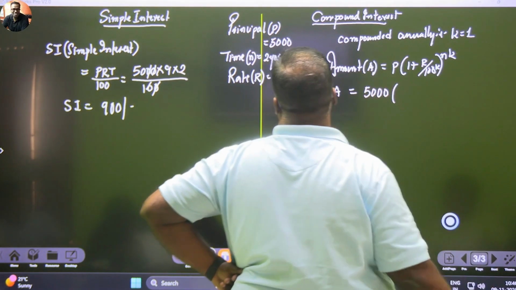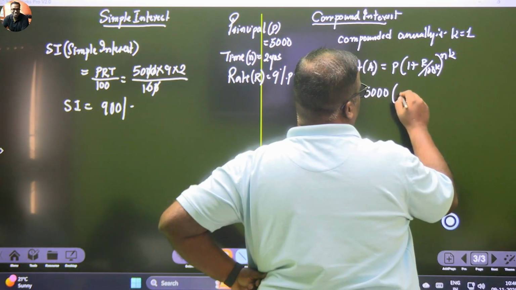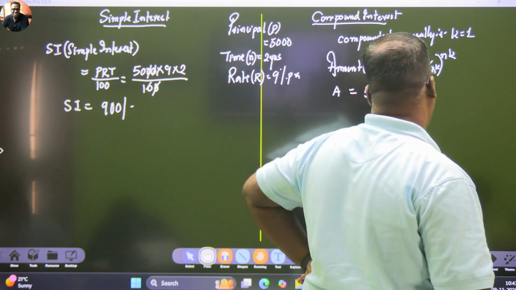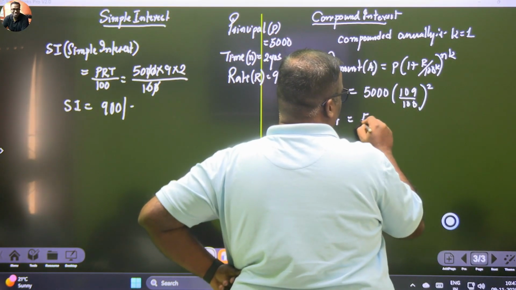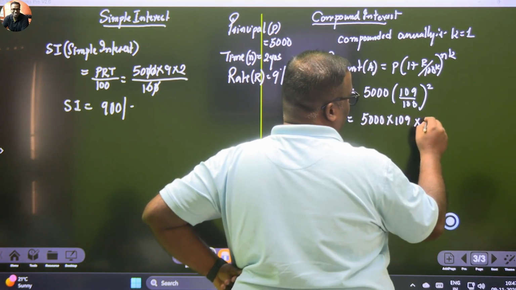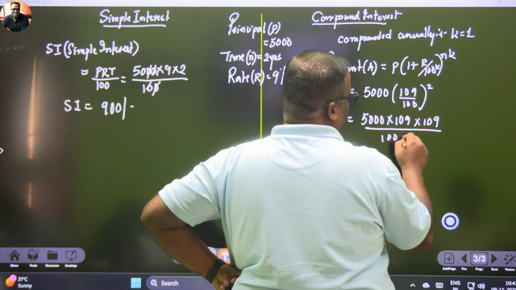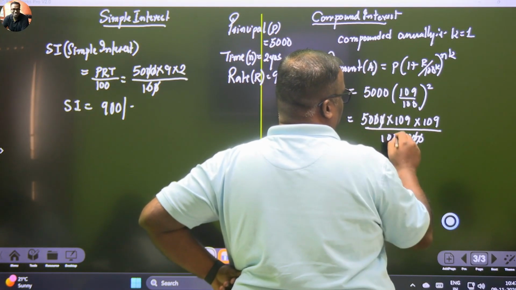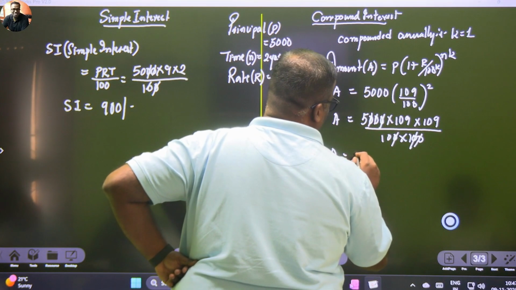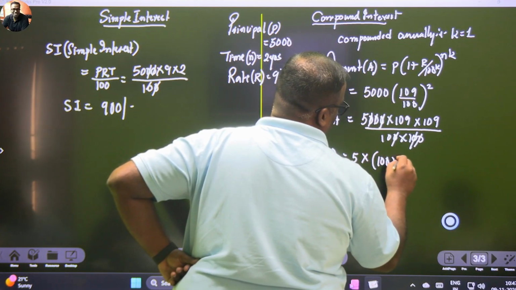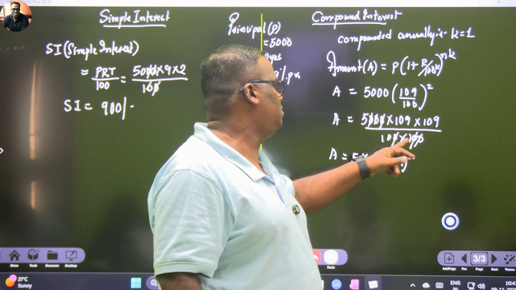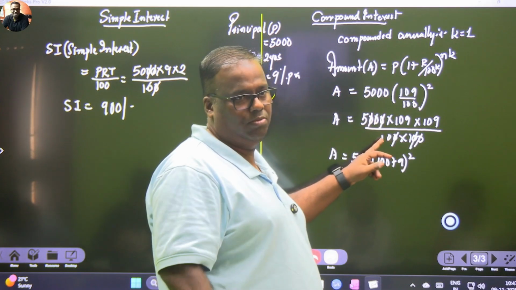5000 into 1 plus R by 100. So it becomes 109 by 100, and it is for 2 years. So the problem boils down to 5,000 multiplied by 109 into 109 divided by 100 into 100. Okay, so 10 remains. So amount is 5 into 500, the 2 zeros gone with these 2 zeros, 1 zero goes. Keep the 10 with you. A decimal will become easy.